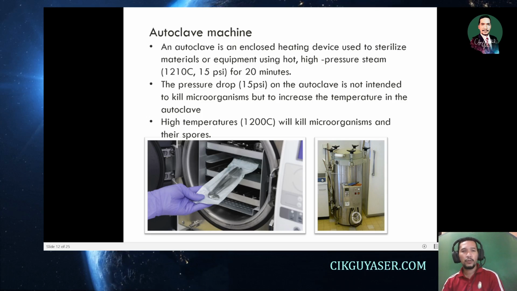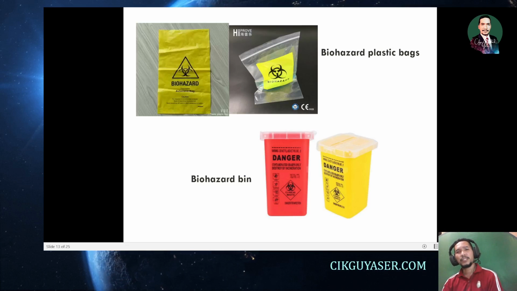The pressure of 15 psi in the autoclave is not intended to kill microorganisms, but to increase the temperature in the autoclave. The high temperature of around 121 degrees Celsius will kill the microorganisms and their spores. So that is the autoclave machine. This one is a biohazard plastic bag and biohazard bin that we use to manage the biological waste.